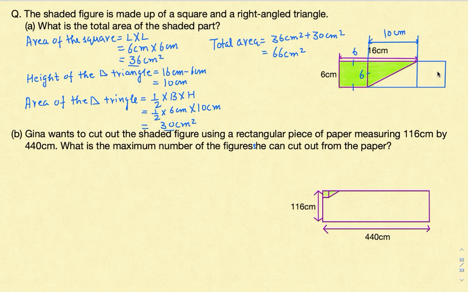The whole shaded figure here is the same one, right? With the same side, so this is also 6, this is 6, this has to be 6, but the total length here is to be 16. So this is 6 and this has to be 10, right? So this is the same figure. This figure and this figure are the same.